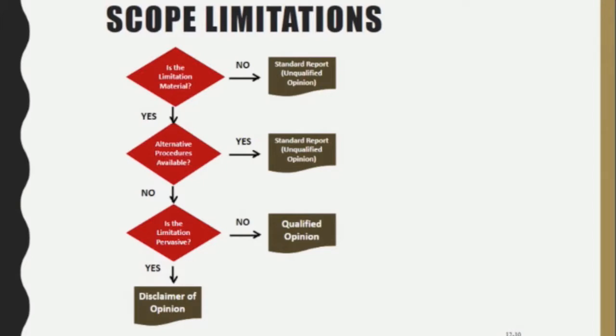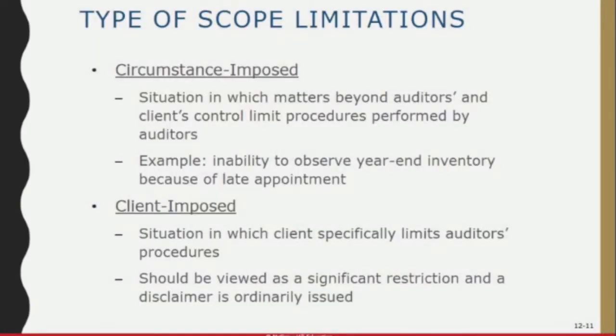So I talked about circumstance imposed versus client imposed. Circumstance imposed is something like the auditor being hired late and not being able to observe inventory. That's not because a client placed a restriction on them, it's just the circumstance. And so in those cases, the auditor would follow that decision tree. Client imposed is a situation where the client specifically limits the auditor's ability to perform those procedures and gather evidence. The recommended guidance is that the auditor should view this as a significant restriction because the client is imposing scope limitations on their ability to conduct the audit.